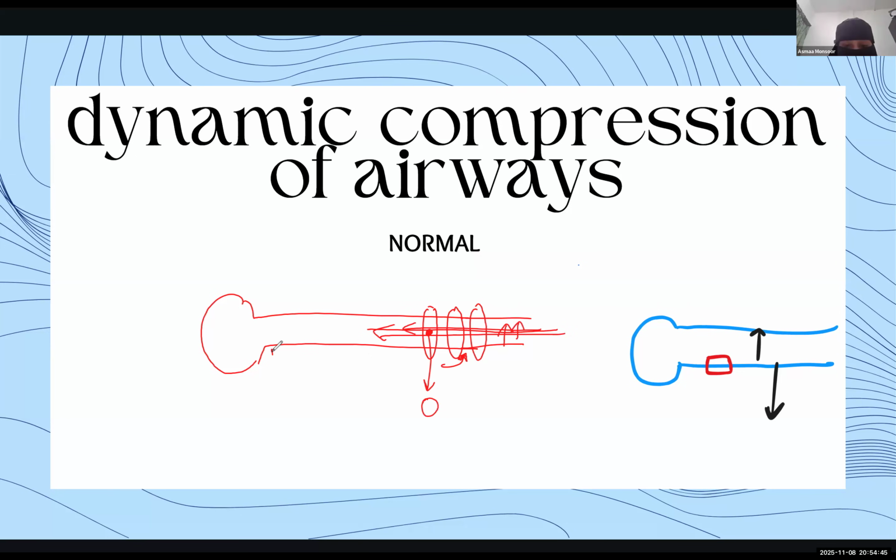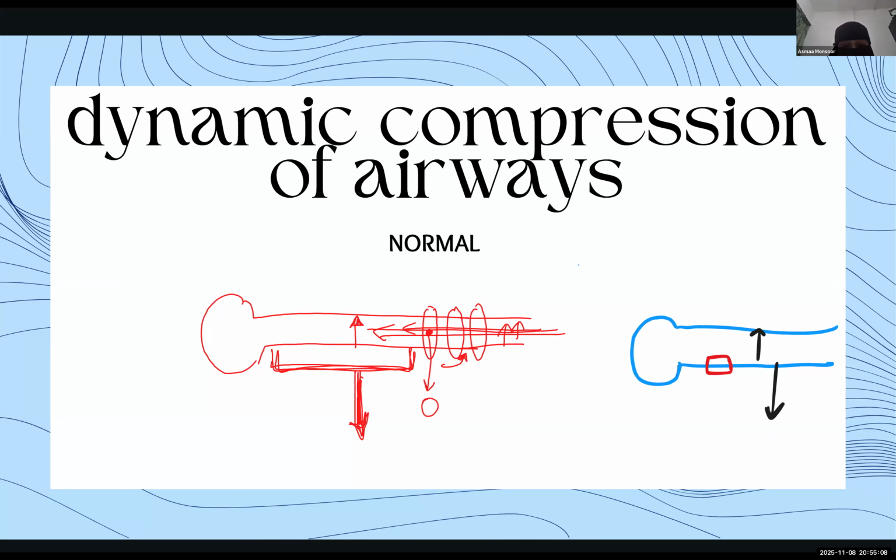However, in these parts of the airways, the pressure of the pleura is more than the pressure that is inside, the collapsing pressure or the pressure of the lung recoil. So this keeps the airway patent, right?